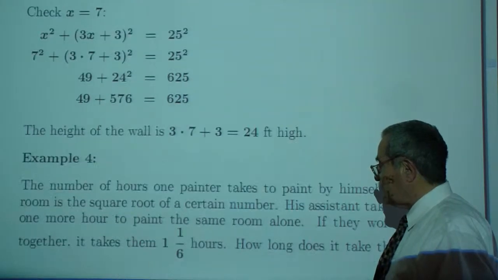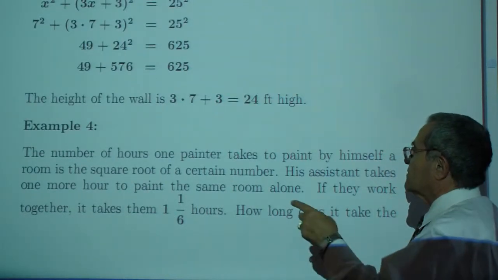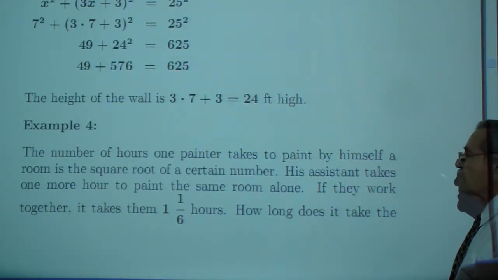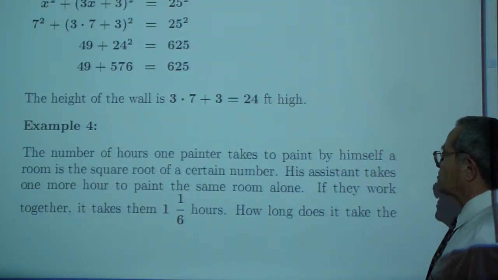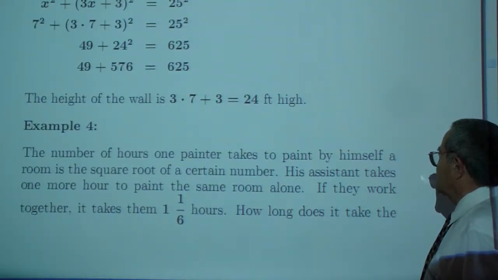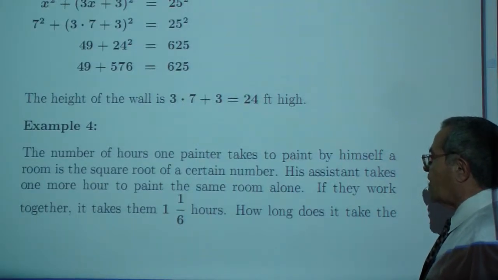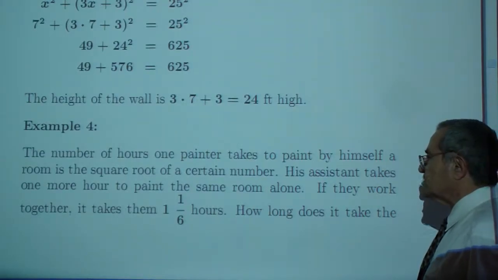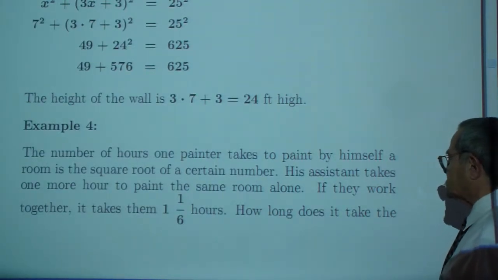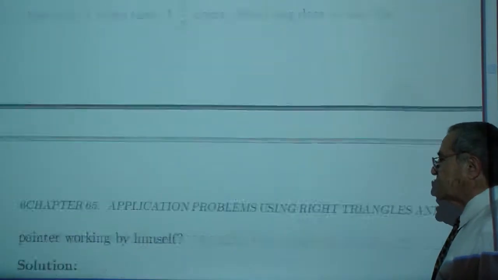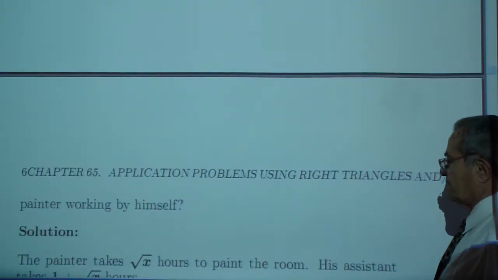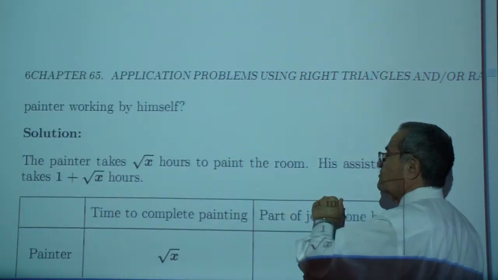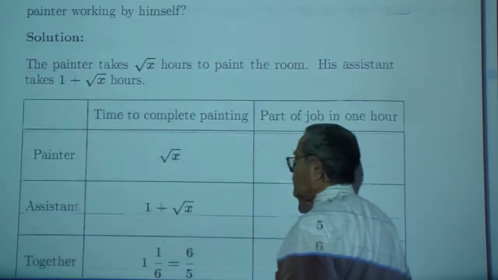Oh, we have another example. The number of hours one painter takes to paint a room by himself is the square root of a certain number. His assistant takes 1 more hour to paint the same room alone. If they work together, it takes them 1 1/6 hours. How long does it take the painter working by himself? Well, the painter takes square root of x hours to paint the room. His assistant takes 1 more hour.